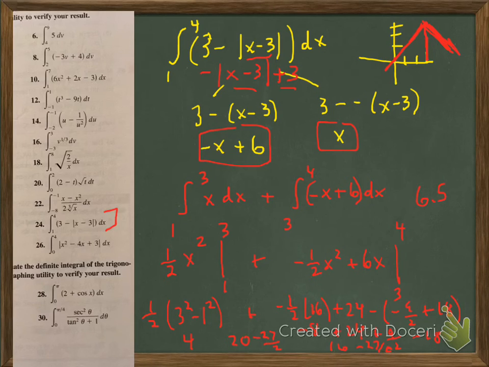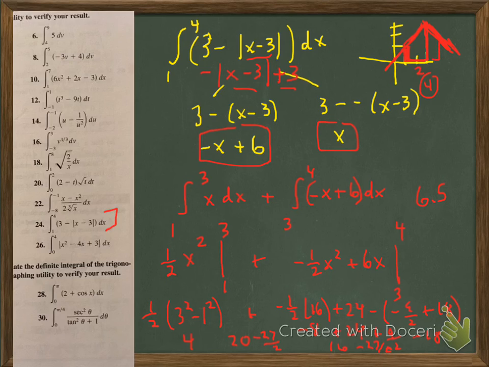So the other way you could have checked it is just do the area using shapes. So this is a trapezoid that has a height of 2. The bases are 1 and 3. So the average of the bases is 2. 2 times 2 is 4.